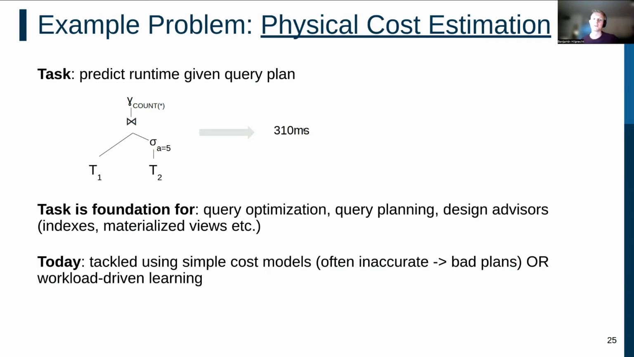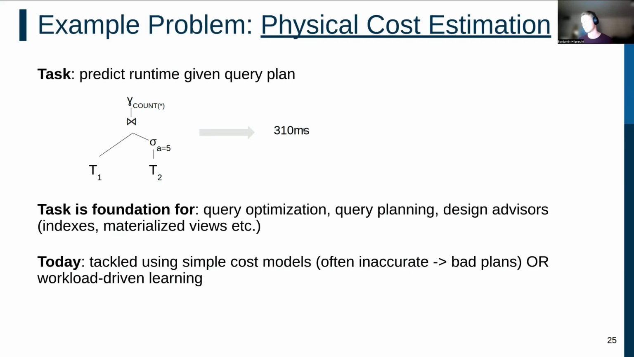And today this is tackled using simple cost models, which are often inaccurate. Often it's just some linear model, which is hand-tuned by engineers. And of course they are often inaccurate because you have a lot of complex effects in those query plans, like cache effects and operator interactions. And this is something you can't capture if you take such simplistic models. You can also tackle it using workload-driven learning. And this is the same principle that we've seen before, which is what Carsten showed in the very beginning. Here we would just run 10,000 queries on one database and then learn a single model on this database to predict the costs.